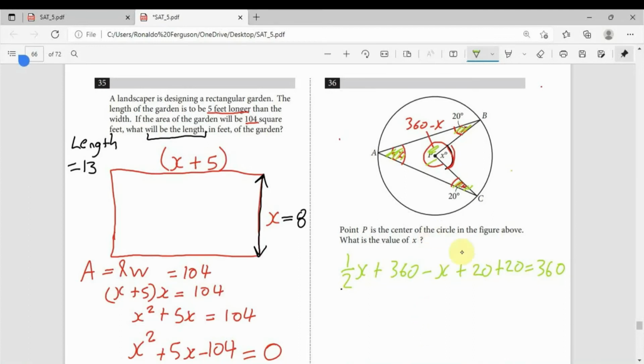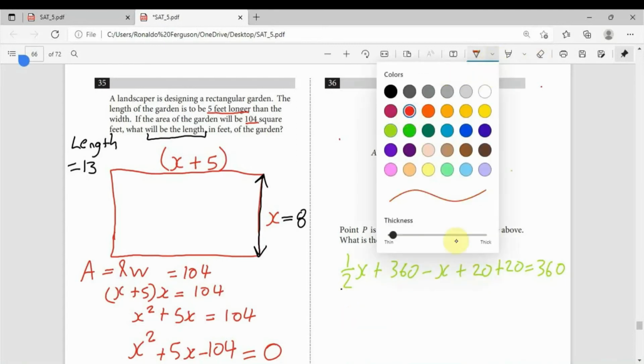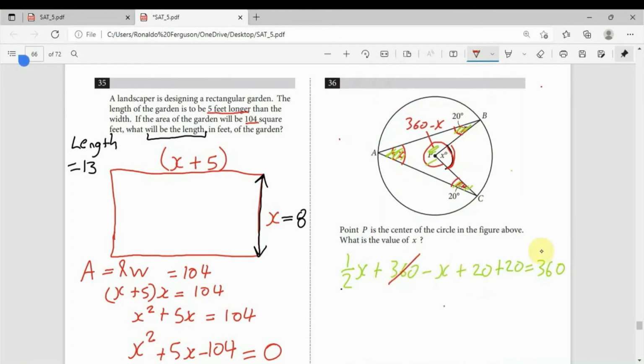All right, now if we realize this, the 360s cancel on both sides, right? If we subtract 360 on both sides, those cancel. And a half x minus x, that's negative a half x. And then 20 plus 20, that's 40.